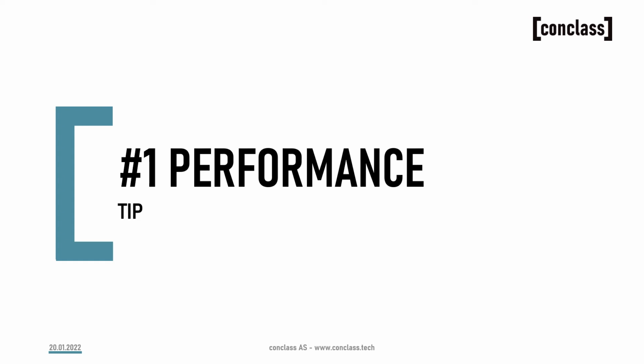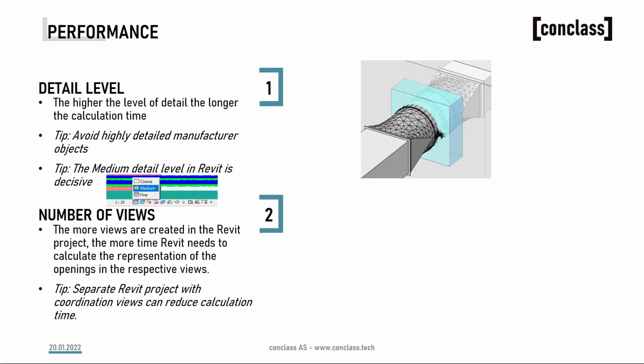The performance of conVoid depends on two major points. The first and most important one is the detail level of the element geometry. conVoid analyzes the dimension and location of the voids based on the reference geometry. If you are working with high detailed elements, conVoid needs a longer time to calculate the opening. This means you should keep the detail level as low as possible. conVoid will analyze the element geometry at the medium detail level. Check your high detailed families and modify them so that the medium level is not that detailed. This is often necessary if you are working with BIM objects from manufacturers.